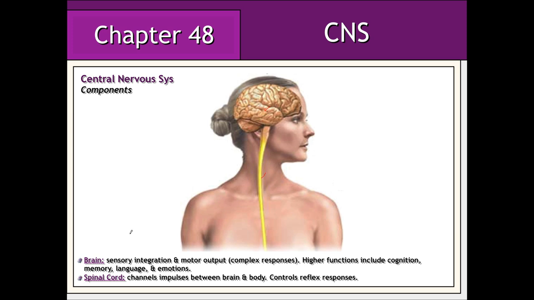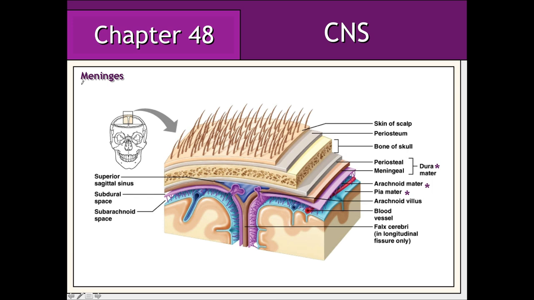The spinal cord, which is intimately associated with the brain, is primarily adapted for channeling impulses between the brain and the body. As we will see later on in this presentation, it can also control reflex responses. The brain and the spinal cord are surrounded by a series of membranes which are collectively referred to as meninges. These membranes include the pia, the arachnoid, and the dura mater, the spaces in between which are occupied by cerebrospinal fluid, which is primarily adapted for cushioning the brain and the spinal cord to protect them against mechanical shock.